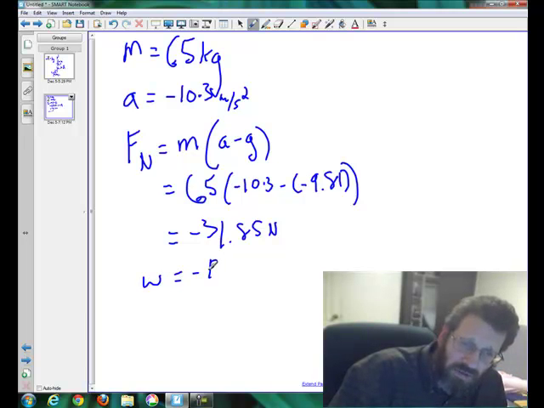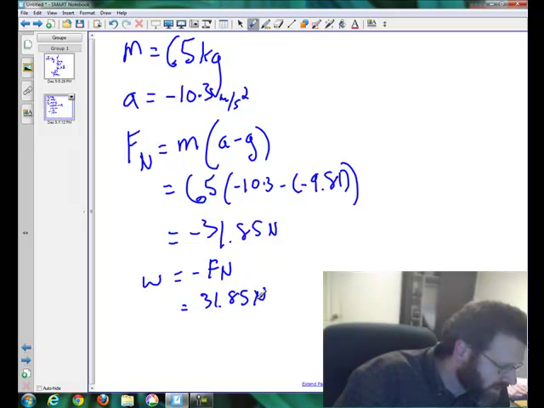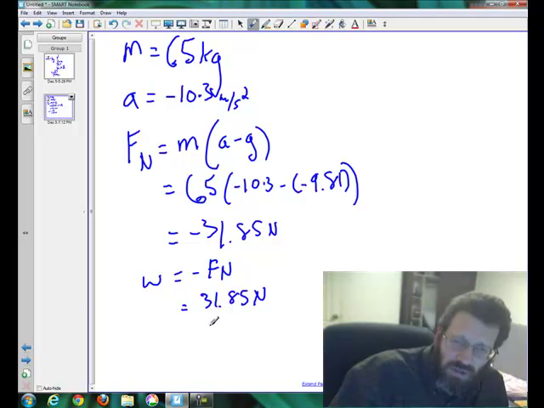Apparent weight is the inverse of the force of normal, which means their apparent weight is about 31.85 newtons. I think the significant digits in this case was only 3, so you would have to round that to 31.9 newtons. So that's the answer.